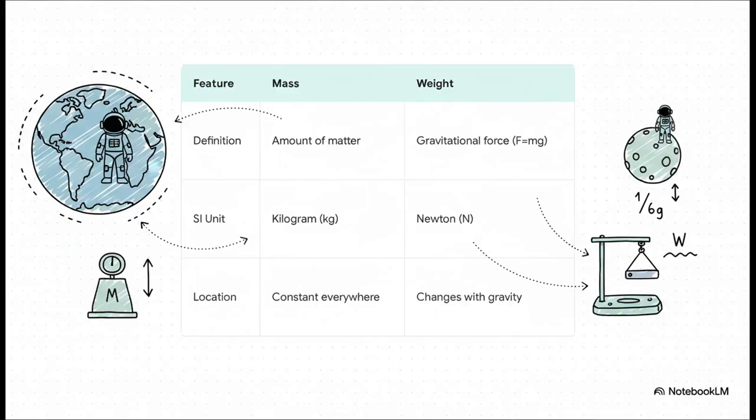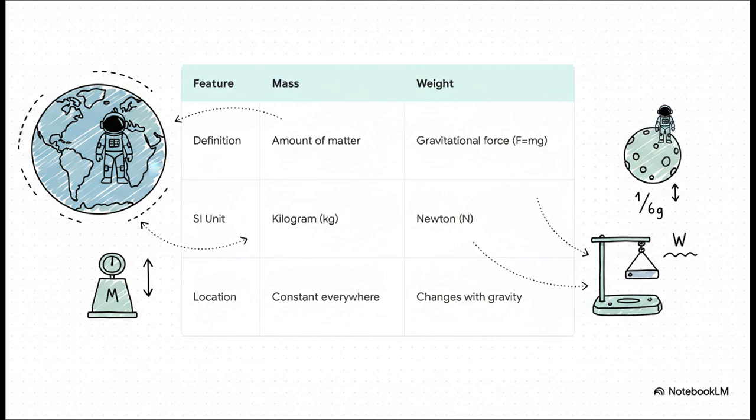Now this is a super important distinction to make for your exams. Mass versus weight. They are not the same thing. Your mass is the amount of stuff you're made of. It's measured in kilograms, and it never, ever changes, no matter where you are in the universe. Your weight, on the other hand, is the force of gravity pulling on your mass.